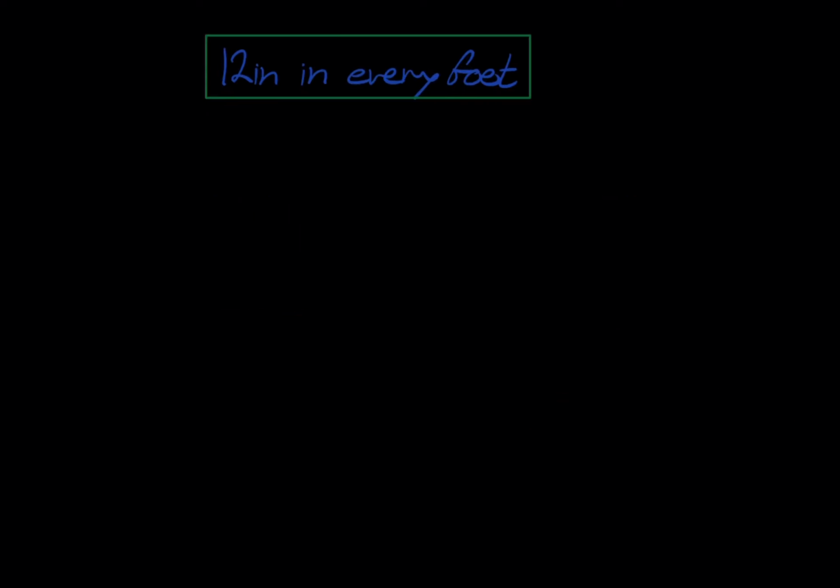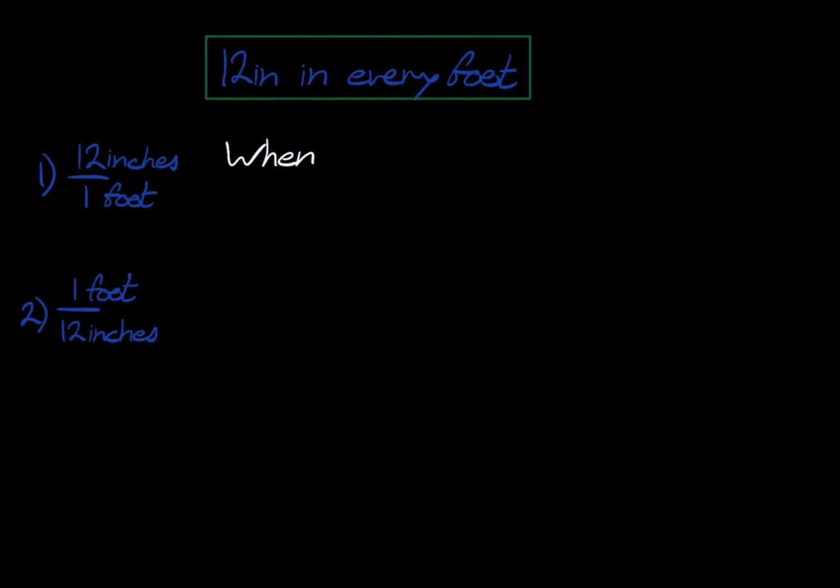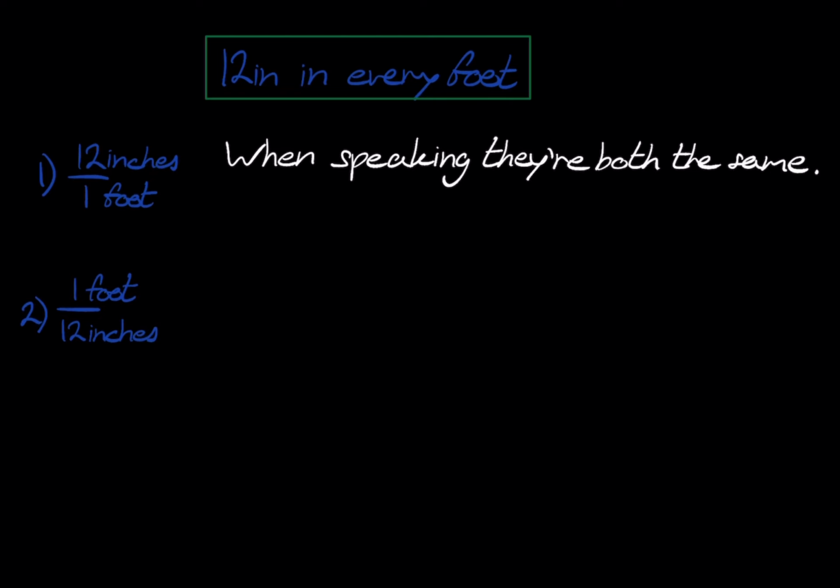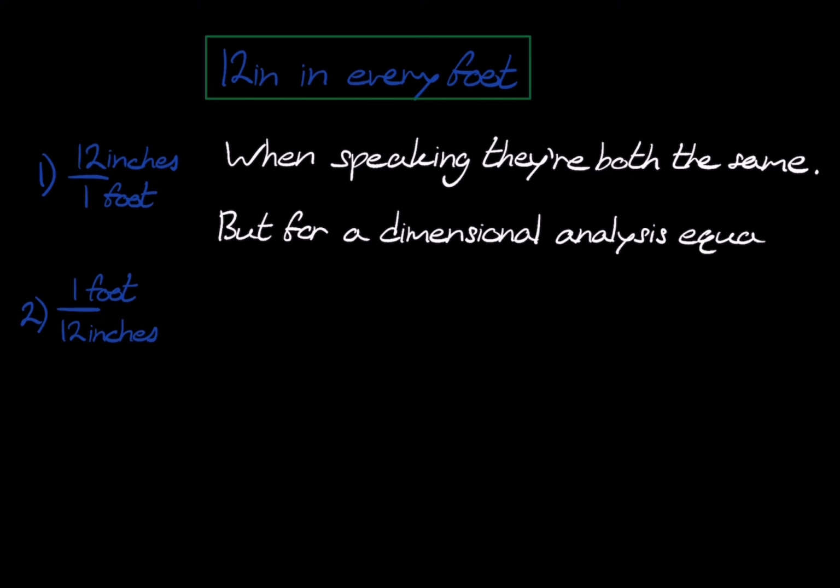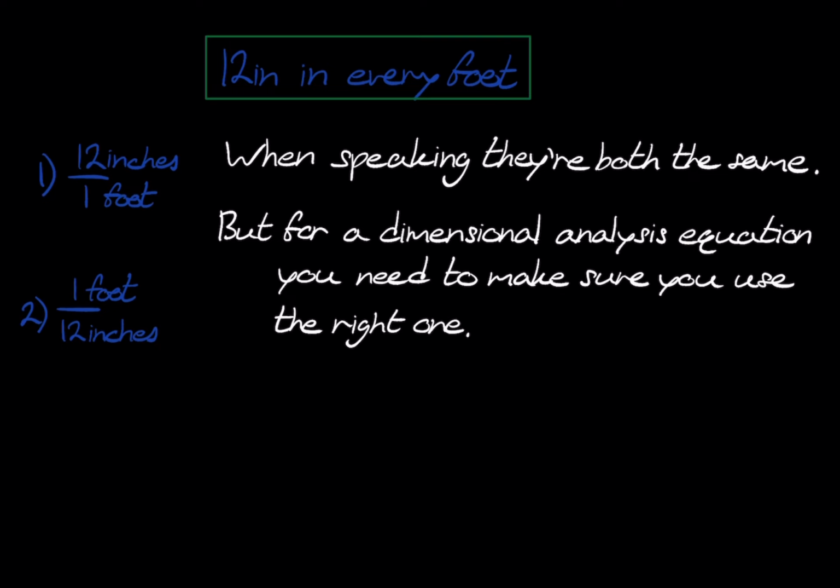Now this conversion factor can be written in two different ways. One is 12 over 1, which is every 12 inches is 1 foot, or two, 1 over 12, that in every 1 foot there are 12 inches. When speaking to someone, they both mean the exact same thing, and there's going to be no difference between the two. But when setting up a dimensional analysis equation, you have to be very careful which of the two you use in order to attain your desired outcome. Let me show you what I mean with an example.